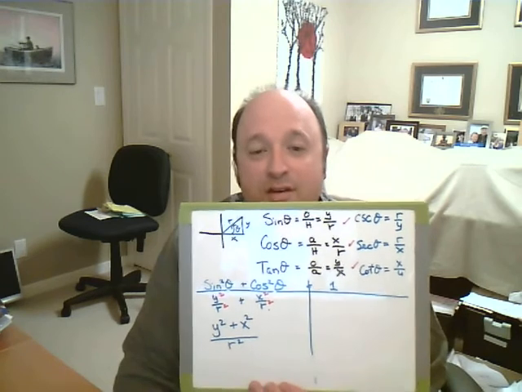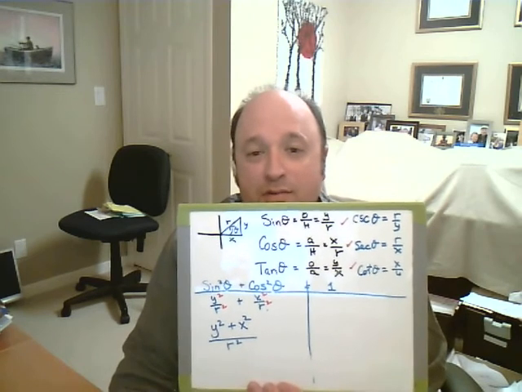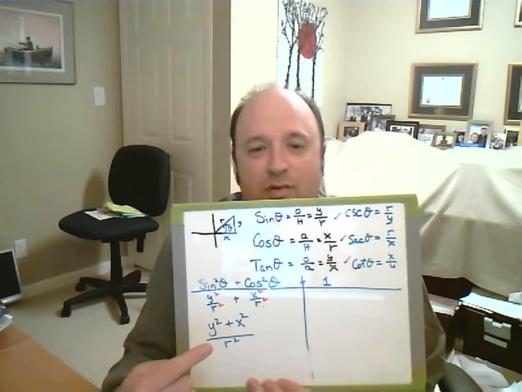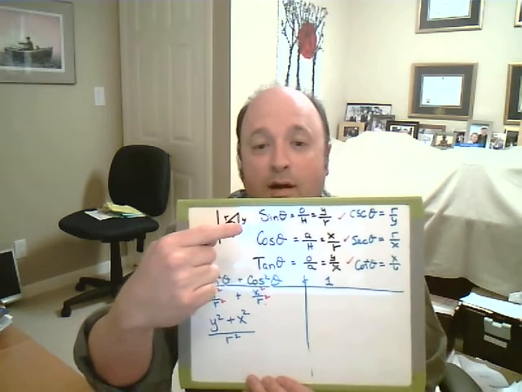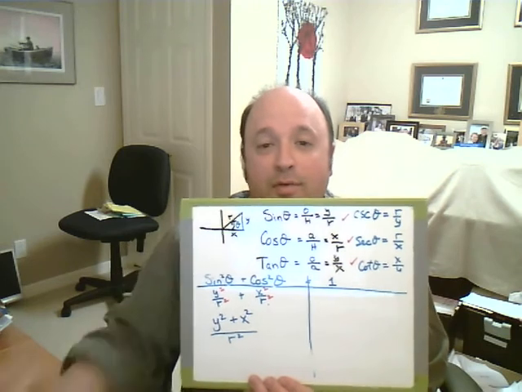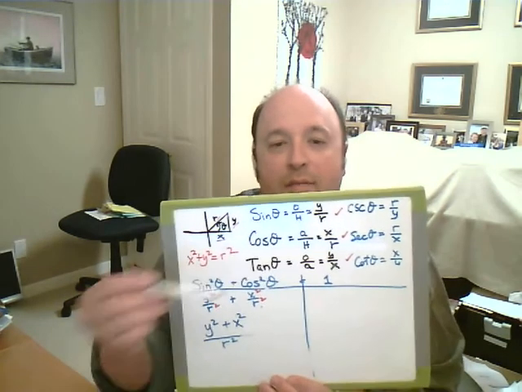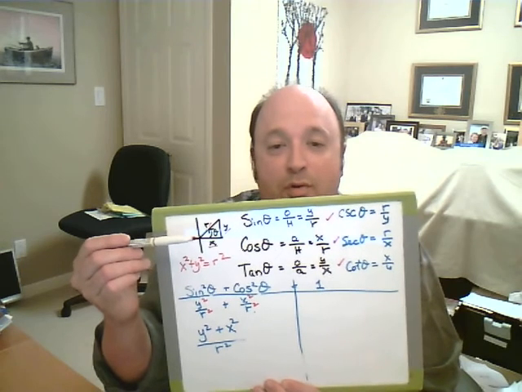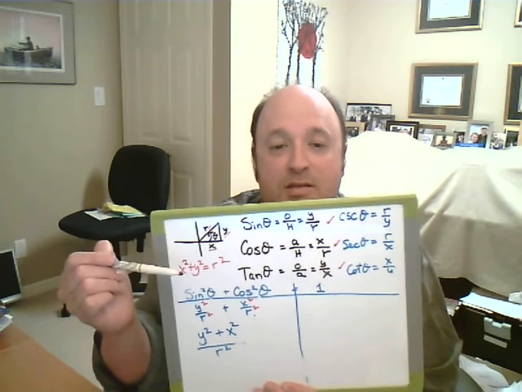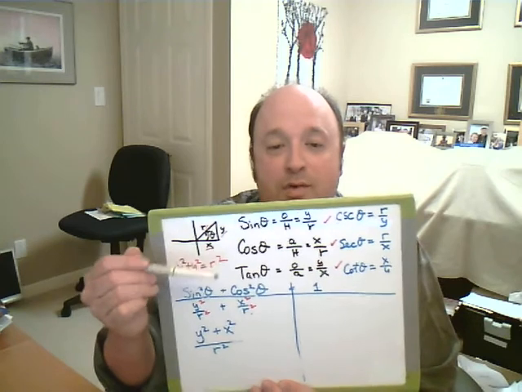But Pythagoras' theorem, a squared plus b squared equals c squared, applies here. It's just that we don't use a, b, and c. We use x, y, and r. Let me write that out and show you. Pythagoras' theorem, in the context of our polar coordinate system, looks like that: x squared plus y squared equals r squared.